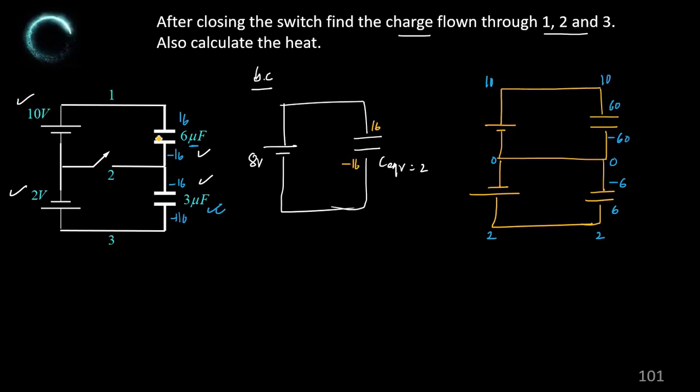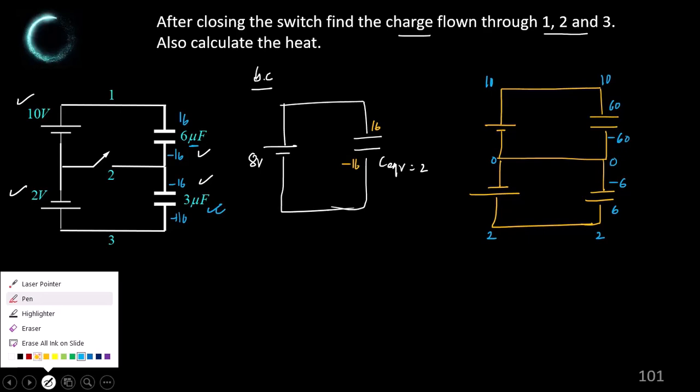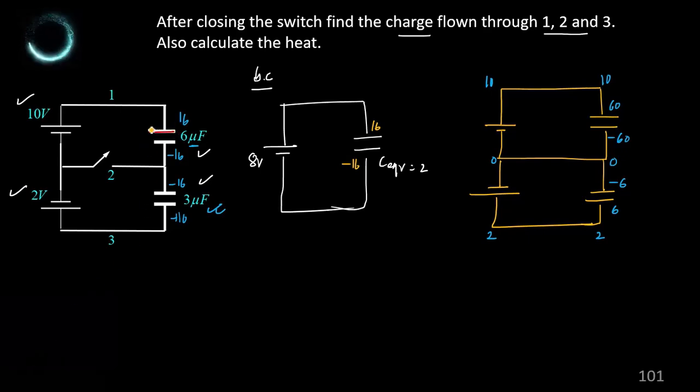Okay. So right. So now once we close the switch, now the charge is being distributed. So on this plate, initially the charge was 16. Now the charge on this plate is 60. So can I say that through this line, 44 microcoulomb charge has been flown? Okay, why 44? Because it is equal to 60 minus 16. Okay, so 44 is flowing through that particular point.